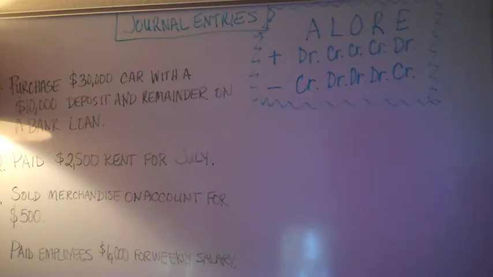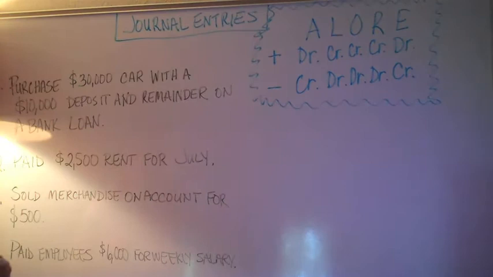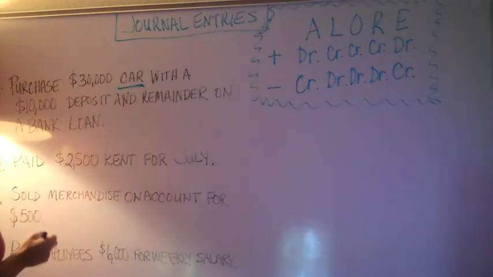I've written 4 transactions on the board and I will read them aloud and we'll go through the journal entries. Number 1 says we purchased a car for $30,000 with a $10,000 deposit and the remainder on a bank loan. The first thing that we need to do is pick out the accounts that are involved in this transaction. What did we gain from this transaction? We gained a car at $30,000.